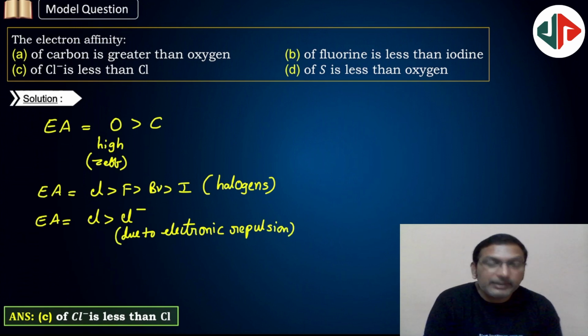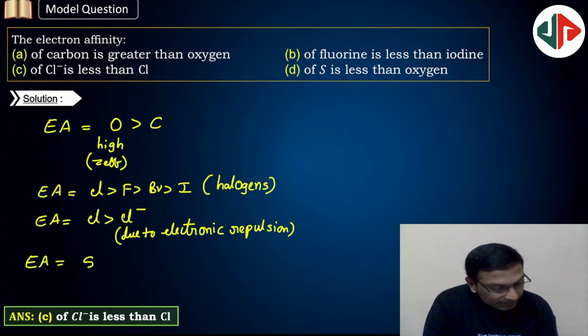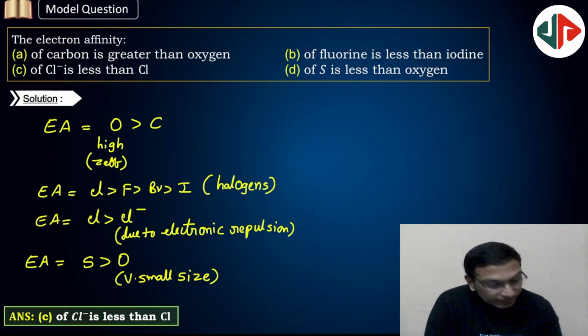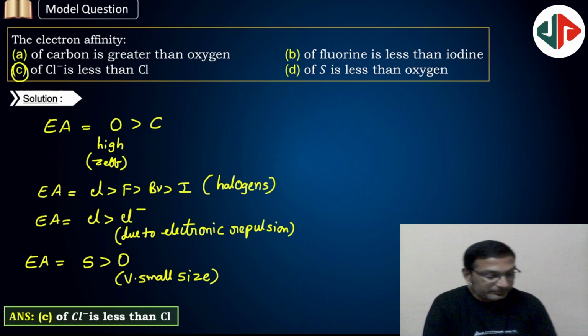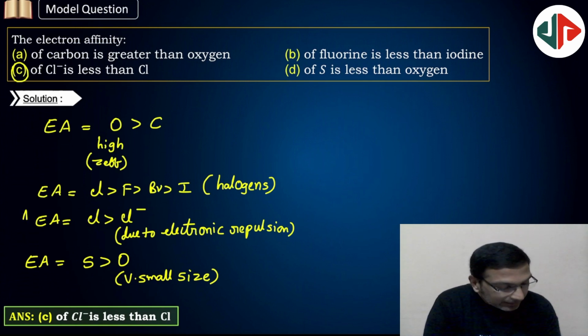Due to inter-electronic repulsion. Next, electron affinity of sulfur is greater than oxygen due to very small size. So therefore here option C. Carbon greater than oxygen, wrong. Next, fluorine less than iodine, that is also wrong. Next, S is less than oxygen, that is also a wrong statement. Cl minus less than Cl is correct, due to inter-electronic repulsion.